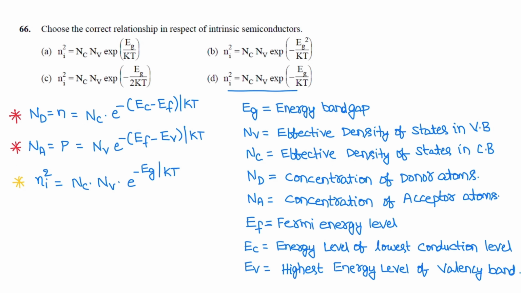Next, question number 66. Choose the correct relationship in respect of intrinsic semiconductors. Ni squared is equal to Nc Nv e to the power minus Eg by kT, where Eg is the energy band gap, Nc is the effective density of states in the conduction band, Nv the effective density of states in the valence band, Nd is the donor concentration of atoms, Na the concentration of acceptor atoms, Ef is the Fermi energy level, Ec is the lowest energy level in the conduction band, Ev the highest energy level in the valence band. Correct option is D.